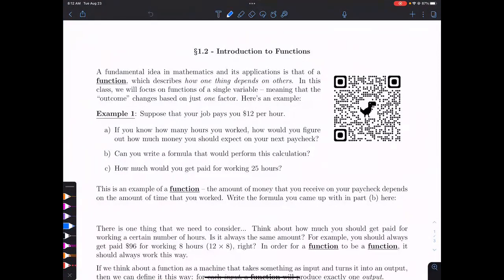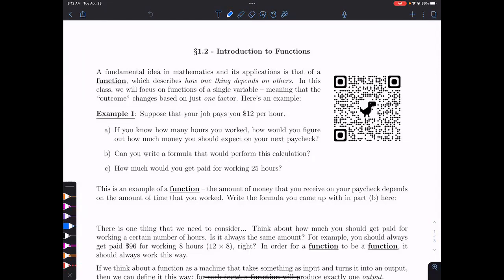So in the first example, we had a rule in place where you work, and in exchange for your work, you get paid $12 per hour. We talked about, if you know how many hours you work, you figure out how much you should get paid by multiplying, right? Because multiplication is basically just repeated addition. So if I work 3 hours, that's 12 and 12 and 12, or 12 times 3, right?